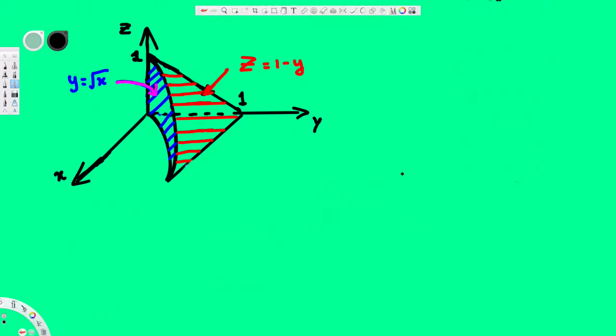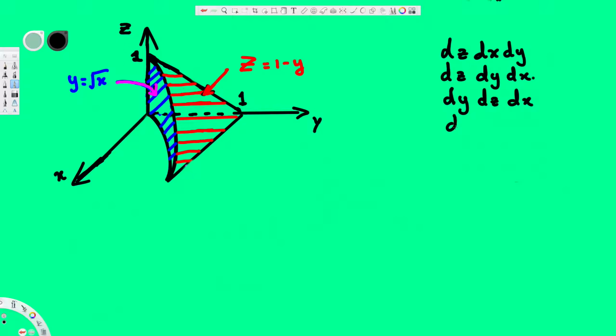First, we can do the integration with respect to z first. If we do that, we can have dz dx dy. Also we can have dz dy dx. We can also do the integration with respect to y first. If we do that, we can have dy dz dx, or dy dx dz. And we can do the integration with respect to x first. If we do that, we can have dx dz dy, or dx dy dz.